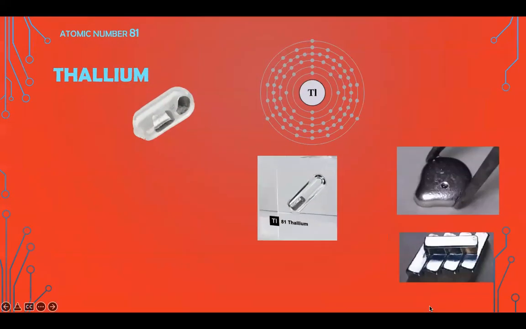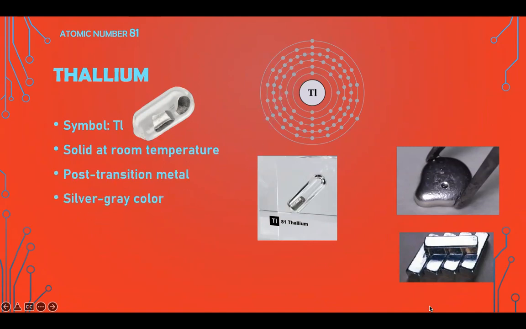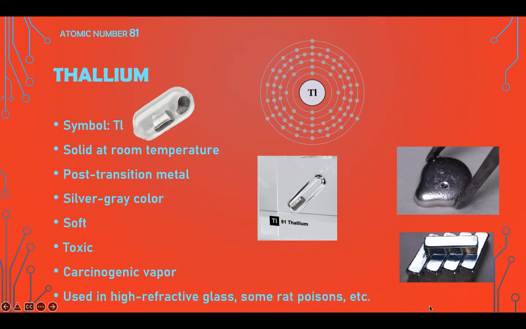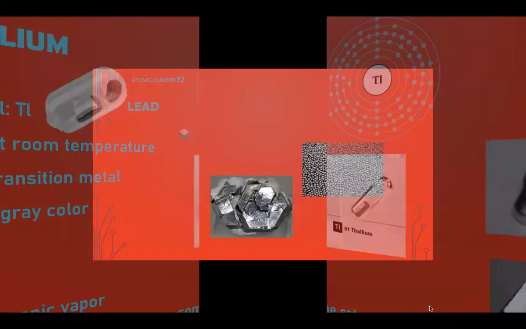Regardless, atomic number 81 belongs to thallium, whose symbol is Tl. It's a solid at room temperature, and it's a post-transition metal. Thallium has a silvery gray color. It's soft. Thallium is also pretty toxic like mercury. It has a carcinogenic vapor, which means if I inhale its vapor, it might lead to me getting cancer. Thallium is used in high refractive glass, some rat poisons, although it's been discontinued mostly, etc.